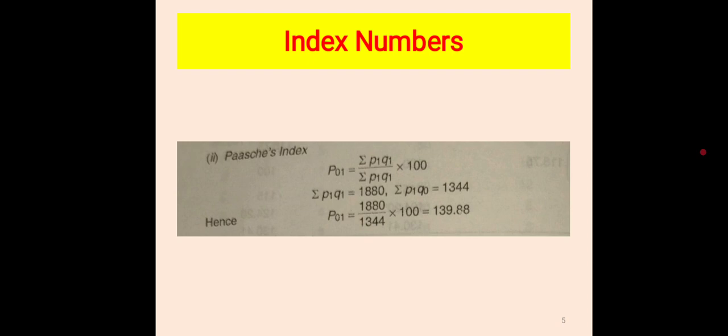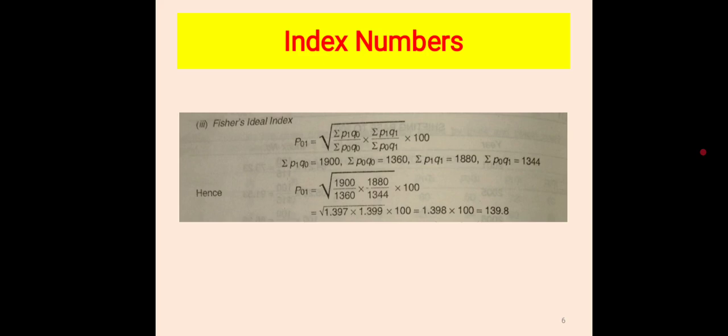So P01 is equal to 1880 by 1344 into 100, which is equal to 139.88, or 140. Okay. Fisher's ideal index. Fisher's ideal index formula is P01 is equal to the root of summation of P1 Q0 by summation of P0 Q0 into summation of P1 Q1 by summation of P0 Q1, into 100.